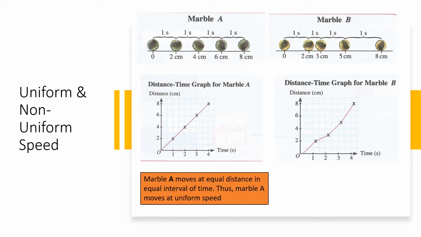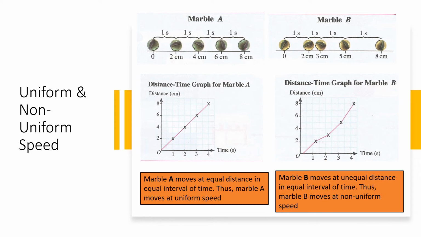So marble A moves at equal distance in equal interval of time. Does marble A move at uniform speed? Sebab dia sentiasa jarak yang sama dan masa yang sama lah. But marble B moves at unequal distance in equal interval of time, which means dalam setiap saat, dia travel different distance. Jadi, bila kita kira speed untuk setiap second tu dia tak sama. Jadi, does marble B move at non-uniform speed? That is the difference between uniform and non-uniform speed.